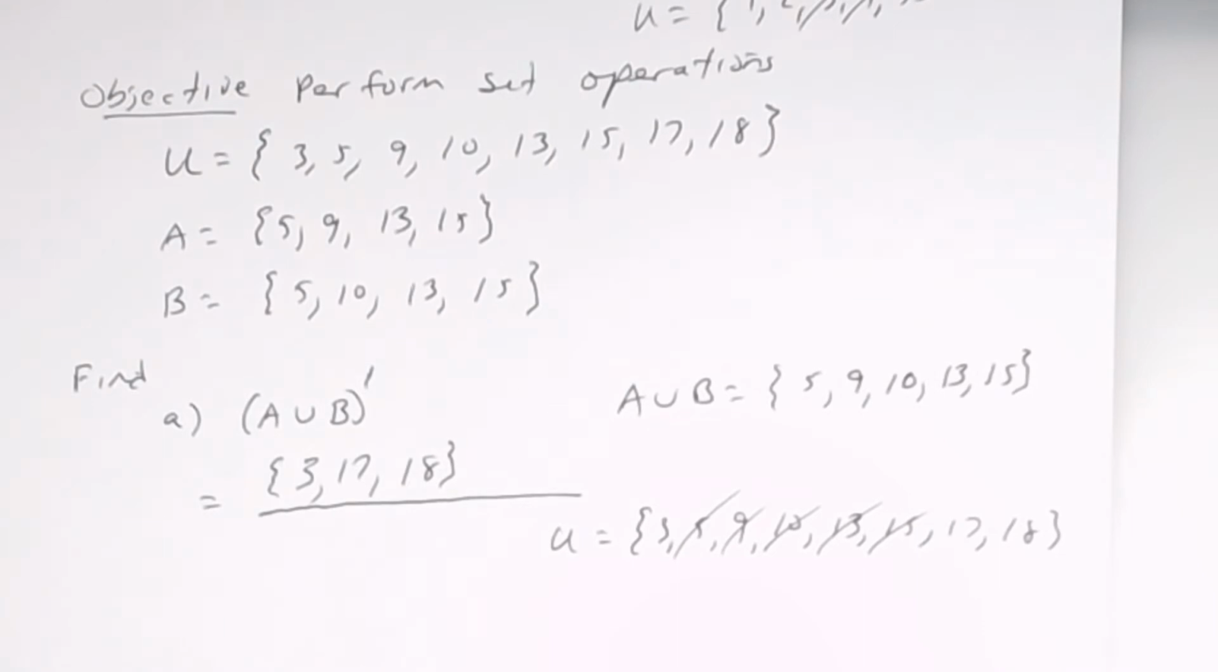Okay, you understand the process? So you do the parentheses first. You all know how to find the union. We've been doing that for the last 2 weeks. Now we just got to talk about the complement. Okay? All right, that's part A. Let's look at part B.